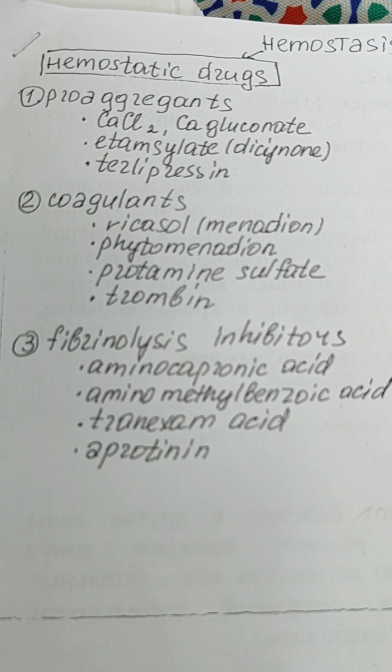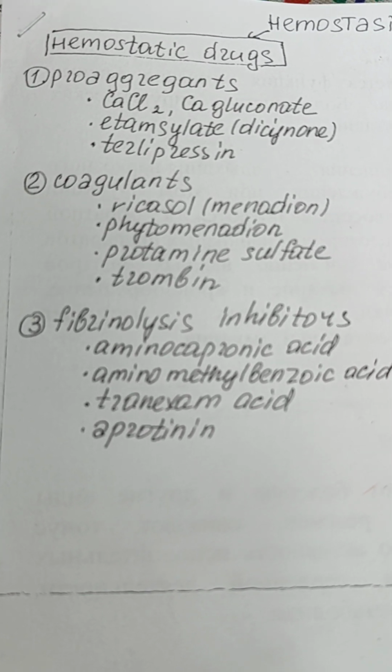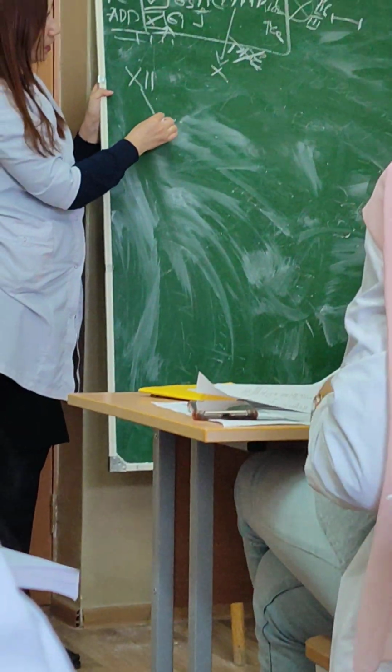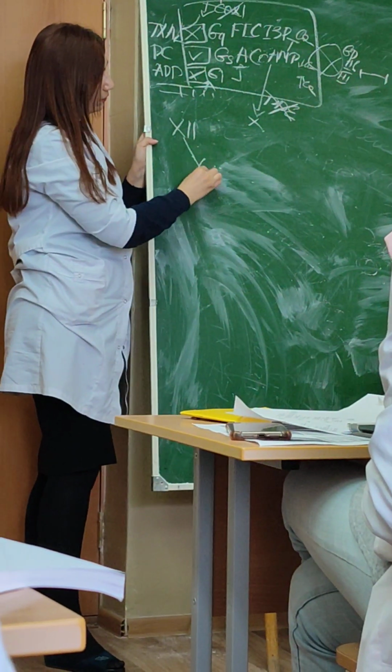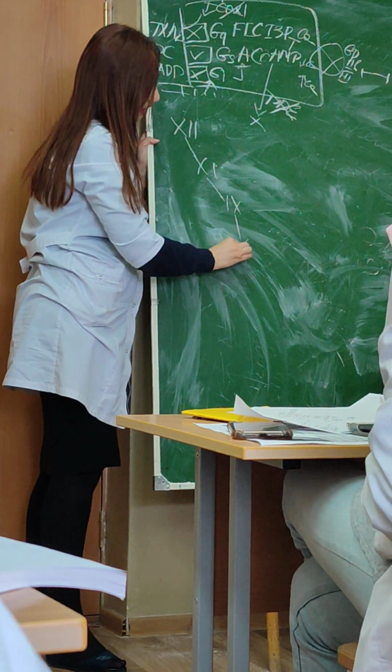The second phase of hemostasis is coagulation. You know that we have how many ways? Two. First activates factor 11, then 9, and 10.